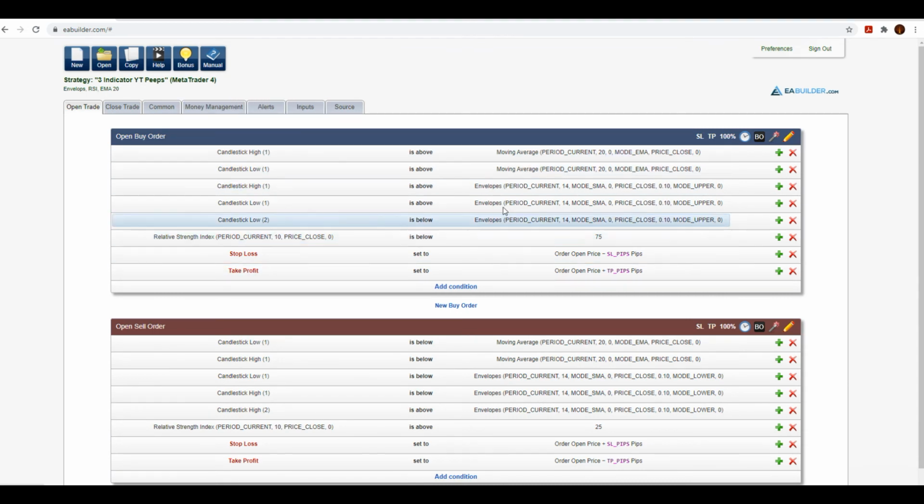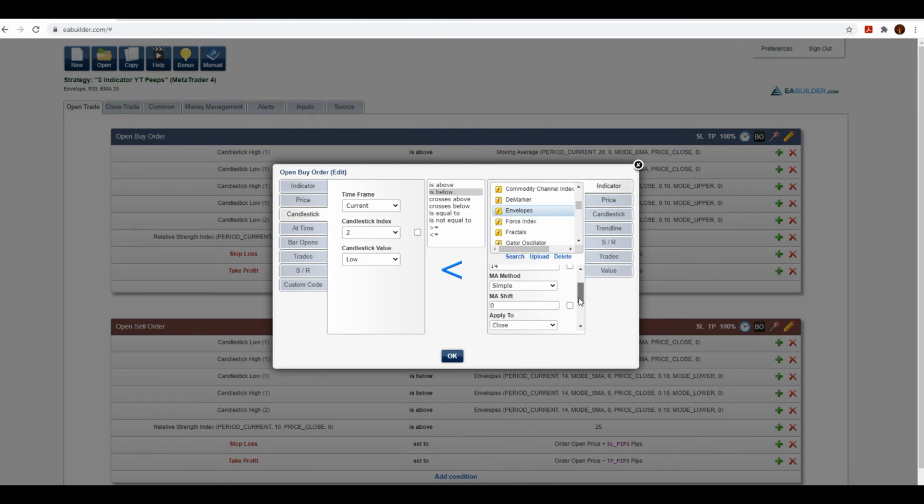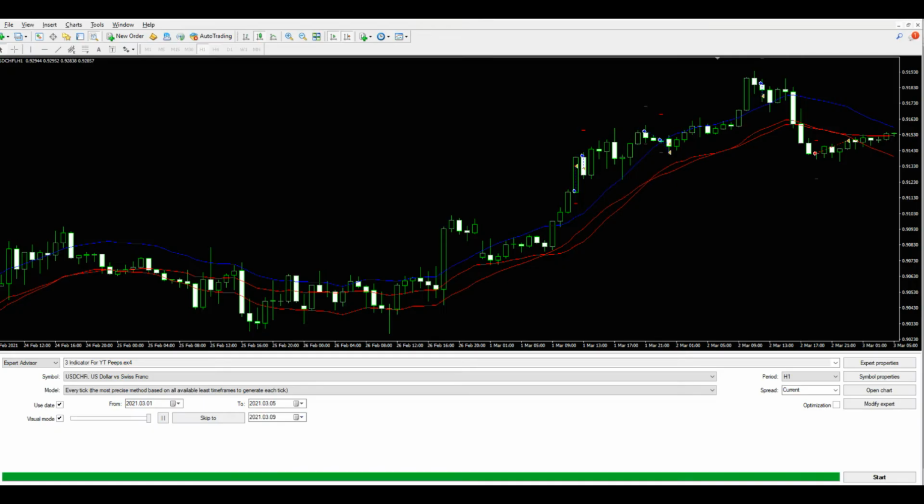All right, so let's take a look at our code while we're in here and see why. So zero candle is the candle where it places a trade. This is the next candle back, the closed candle, and this is number 2. Candlestick low is below period 14. Deviation 10. Let's see what this deviation is because I don't know what the deviation represents.